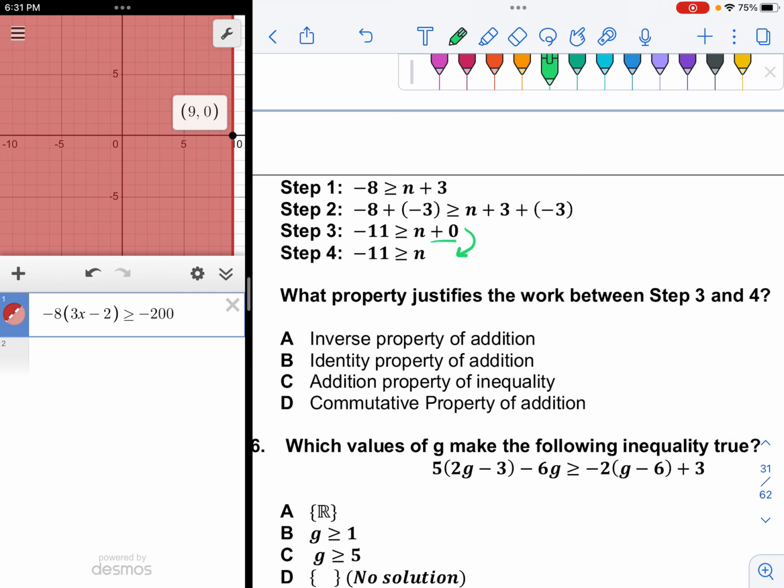So what you'll notice is they added 0 to both sides. If you're adding a number that doesn't change it, like 0, that's what we call the identity property, because you're adding something and keeping the number the same.